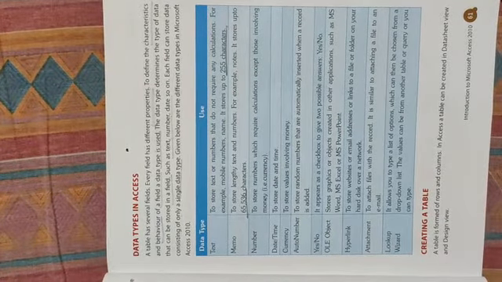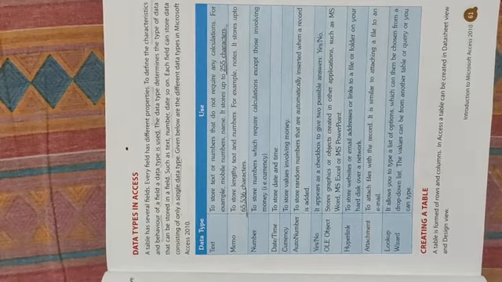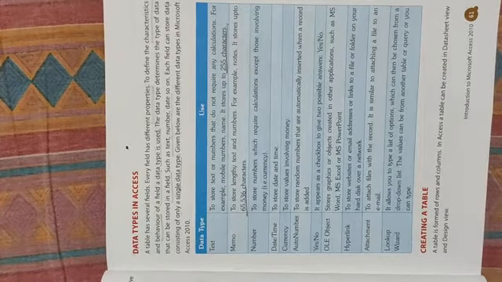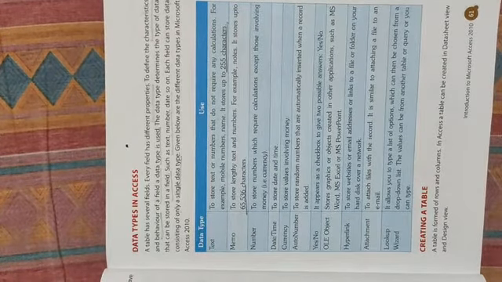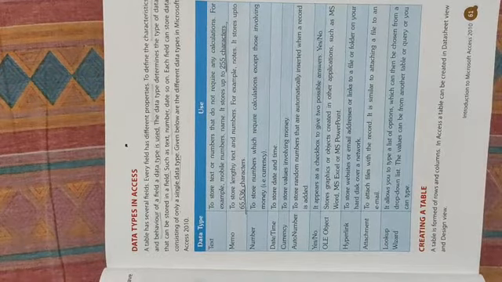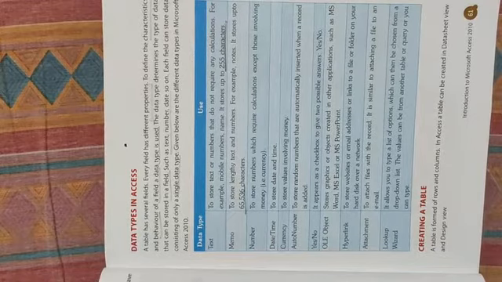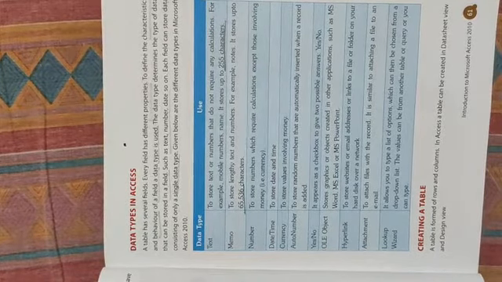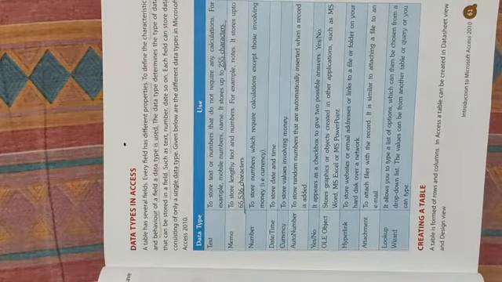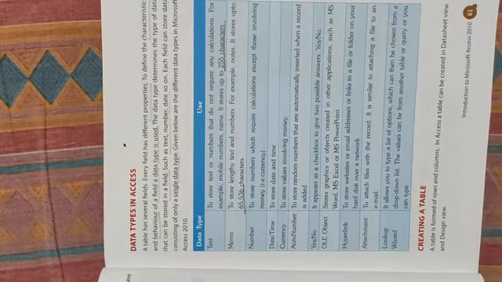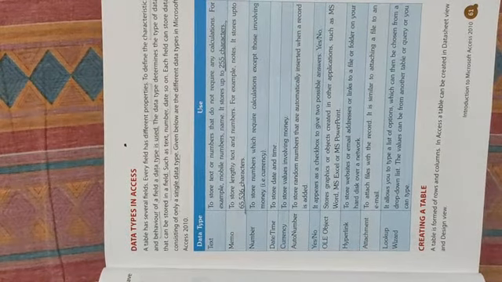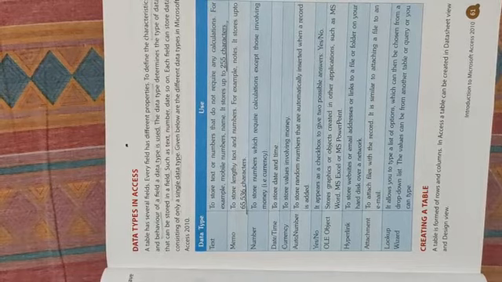Now date or time. To store date and time. Currency, to store values involving money. Auto number, to store random numbers that are automatically inserted when a record is added. Yes or no, it appears as a checkbox to give two possible answers, yes or no. OLE object stores graphics or objects created in other applications such as MS Word, MS Excel or MS PowerPoint.